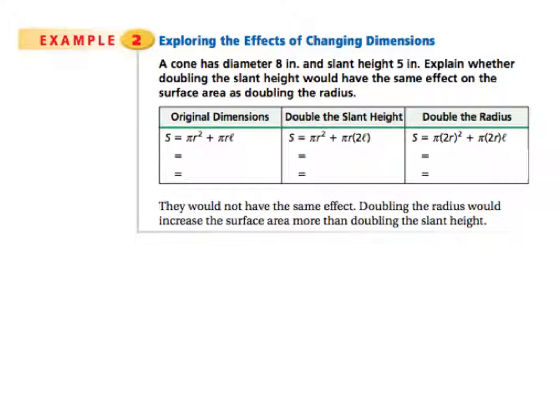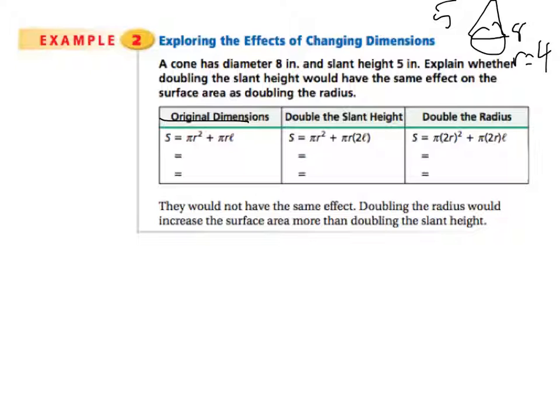these dimensions. Okay, so the diameter of a cone is 8 inches and the slant height is 5. Now if this is our cone, remember the diameter is 8, so the radius is 4, and the slant height is 5. Okay, whenever they give you diameter, you have to make sure you cut it in half to get your radius. So here's the original dimensions.